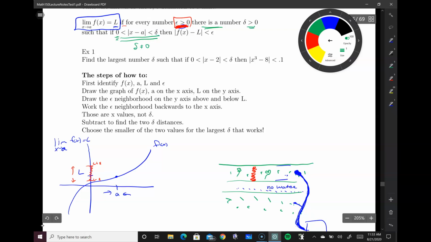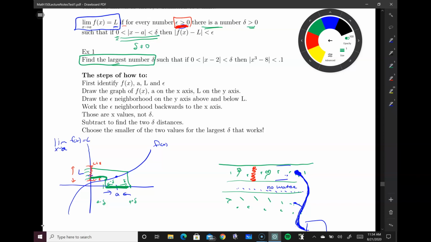What it's saying is that there's going to be a delta neighborhood: add delta, subtract delta. So this would be a plus delta, this would be a minus delta. The logic is that if I stay this close to the a, then when I jump on the graph and go up to the function, I stay in this region. So your job will always be to find delta. What is that distance delta?